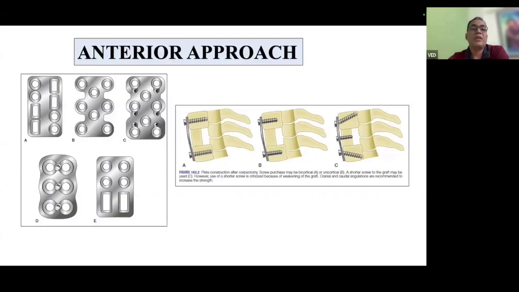So these are some of the hardware of the anterior approach. These are the plates: first generation plate, then second generation, which is semi-compressible, and third generation, that is semi-constrained. And this is the screw placement. The first image shows bicortical purchase, the second is monocortical purchase, and there are cranially divergent and caudally divergent screws to increase the length of the screw and the pull-out strength of the screw in anterior cervical decompression and fusion.